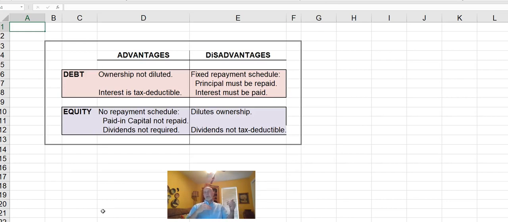On the other hand, if we issue stock, the nice thing is we're not tying ourselves to any fixed repayment schedule. The money never has to be paid back. We never have to pay dividends.